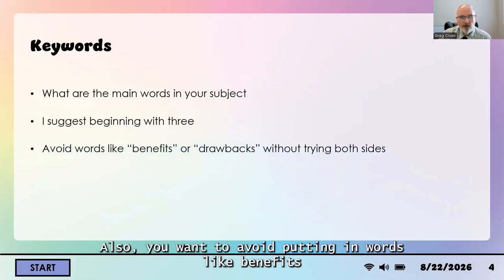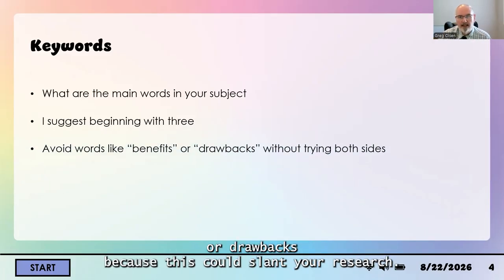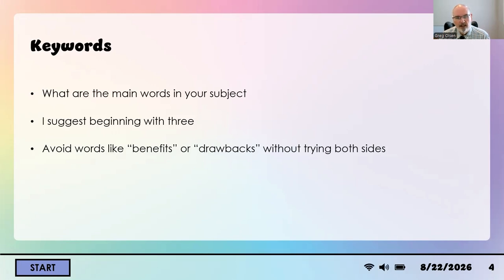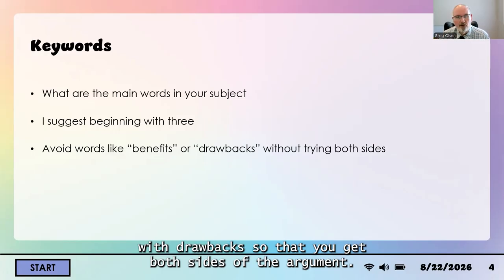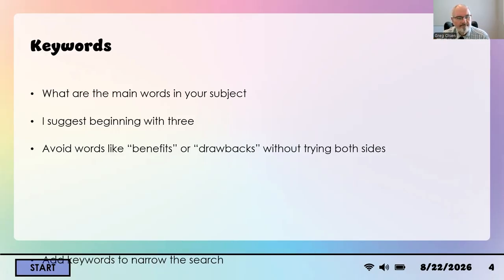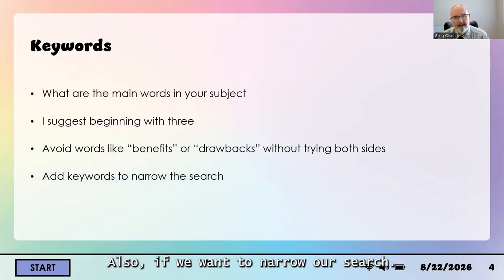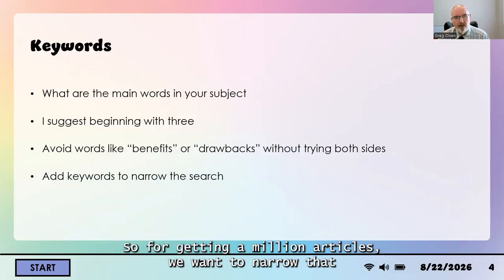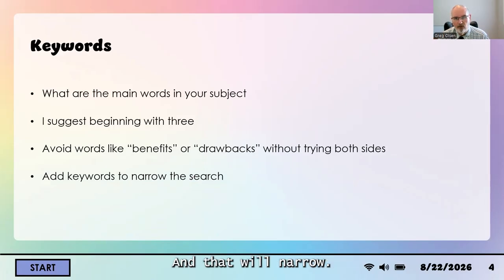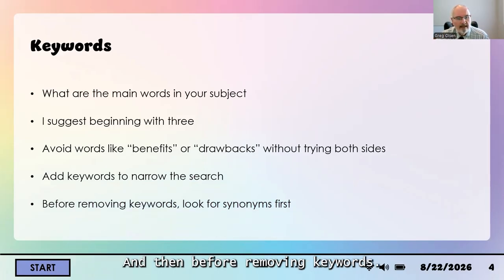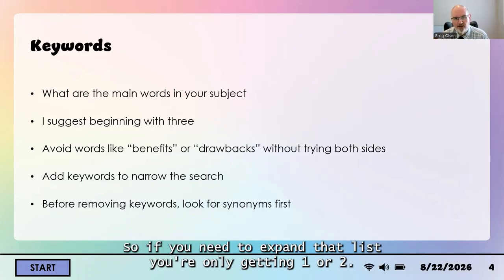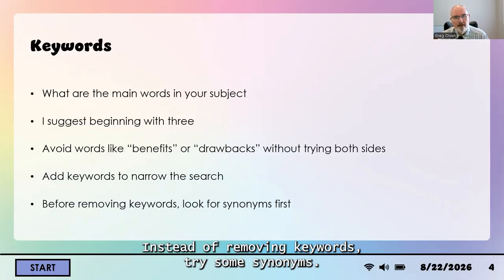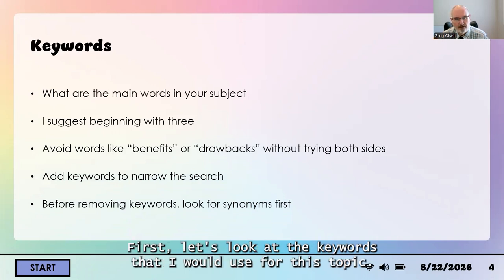Also, you want to avoid putting in words like benefits or drawbacks because this could slant your research. So if you put in benefits, try it again with drawbacks so that you get both sides of the argument. Also, if we want to narrow our search, so if we're getting 1,000,000 articles, we want to narrow that, we can add another keyword and that will narrow. And before removing keywords, so if you need to expand that list, you're only getting 1 or 2, instead of removing keywords, try some synonyms first.